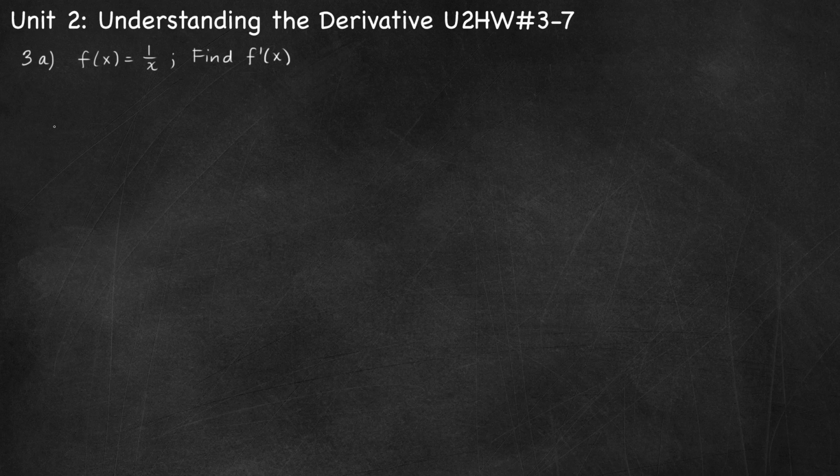Hello, in this video I'll be working through Unit 2 homework problems 3 through 7. For number 3, we're asked to use the limit definition of the derivative to find the derivative function. Our function f of x equals 1 over x.